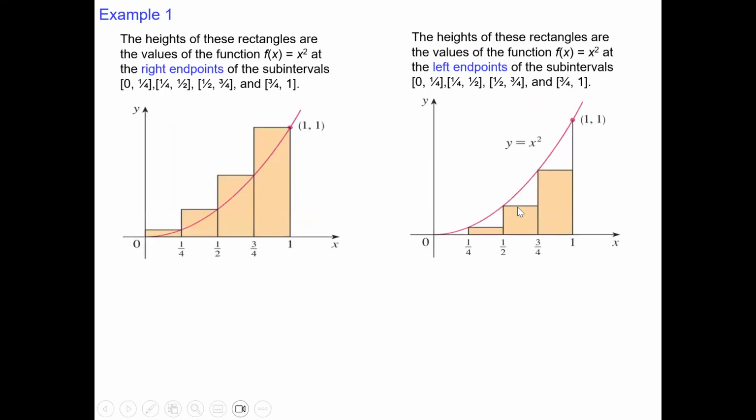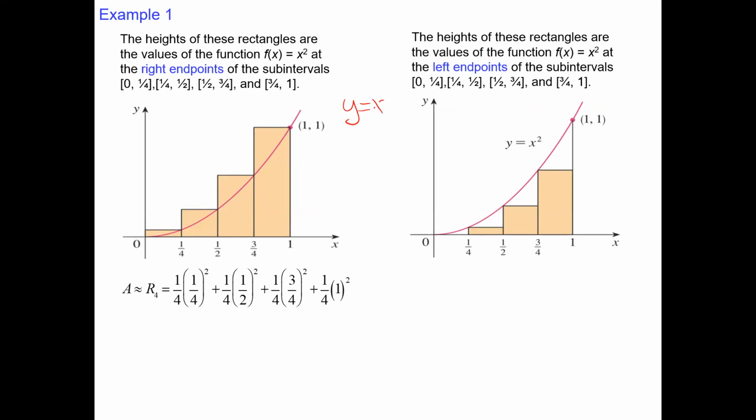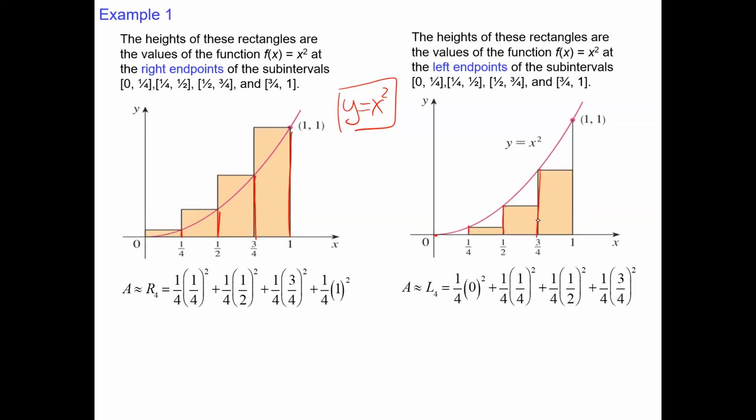The right-hand side, the left-hand side, and now base, we can see 1/4, times the height, and height is the value of the function. Function was defined as x squared. That means we're squaring 1/4, 1/2, 3/4, 1. Then we're squaring 0, 1/4, 1/2, and 3/4. Okay, that's what we can see. And this is just basically delta x times the value of the function for the certain point. Let's say x sub a.